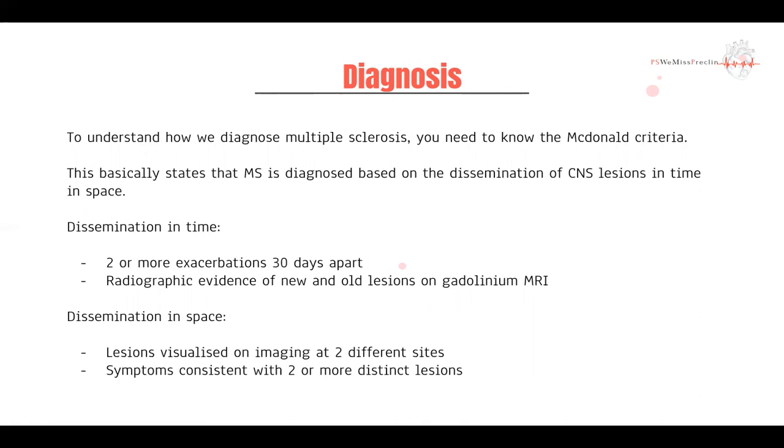They also have to be disseminated in space. So you have to have lesions present at two or more sites. This can be seen on imaging. So if you see both periventricular lesions and juxtacortical lesions, that's good enough. Or clinically, if they present with very different neurological signs. So let's say a person presents with optic neuritis and also has a burning pain sensation down their leg, that is obviously two different lesions, right? And that is enough to make a diagnosis.